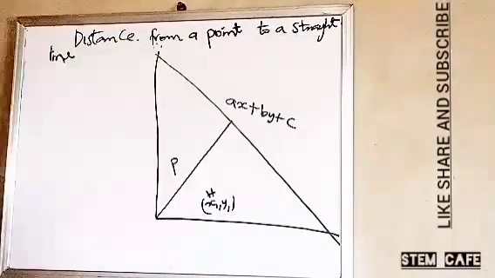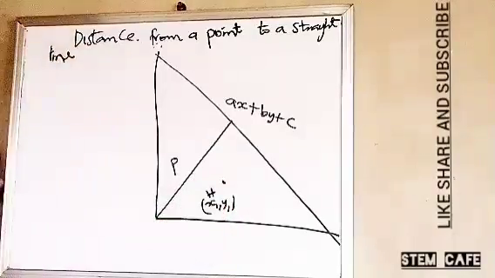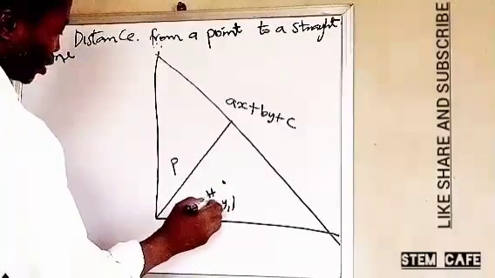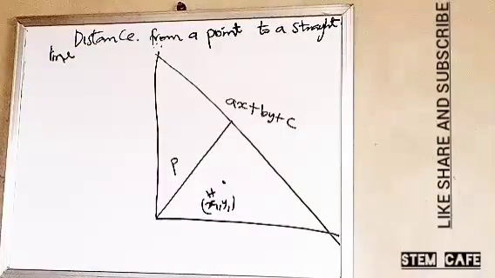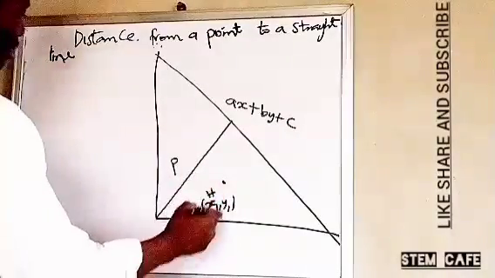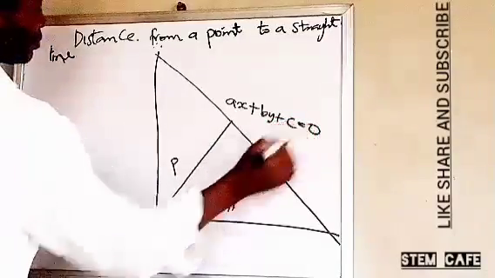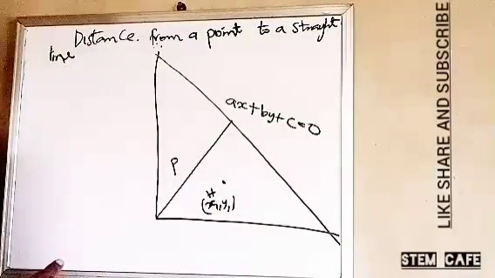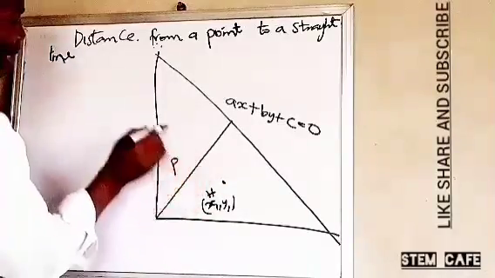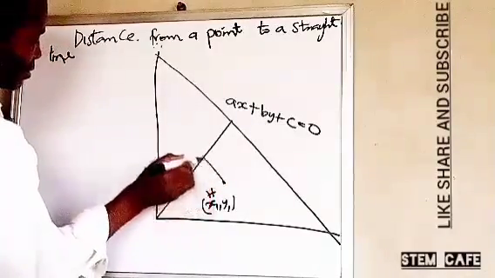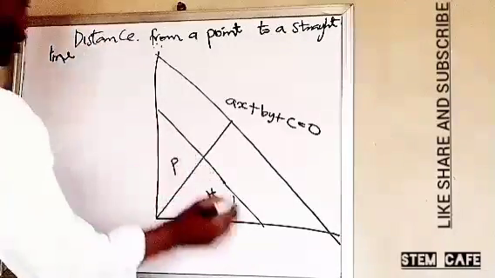Now, another way you can look at it is this. Let's say we have a point H here with x1, y1 as its coordinates. I want to find the distance from this point to our straight line here. Another way you can look at this is just draw a parallel line. And the parallel line will just go like this. What will be the equation of this parallel line?